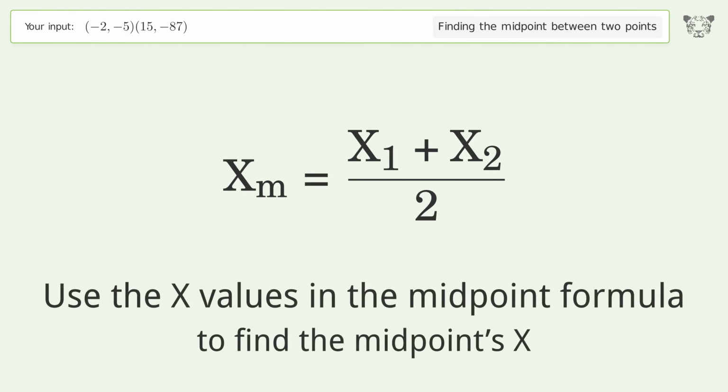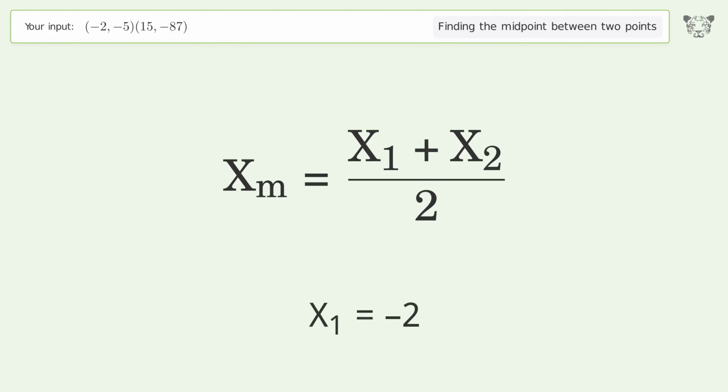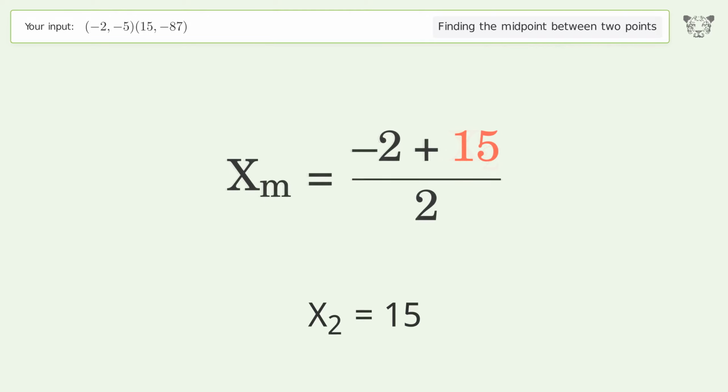Use the x values in the midpoint formula to find the midpoint's x. x1 equals -2. x2 equals 15. Simplify the arithmetic.